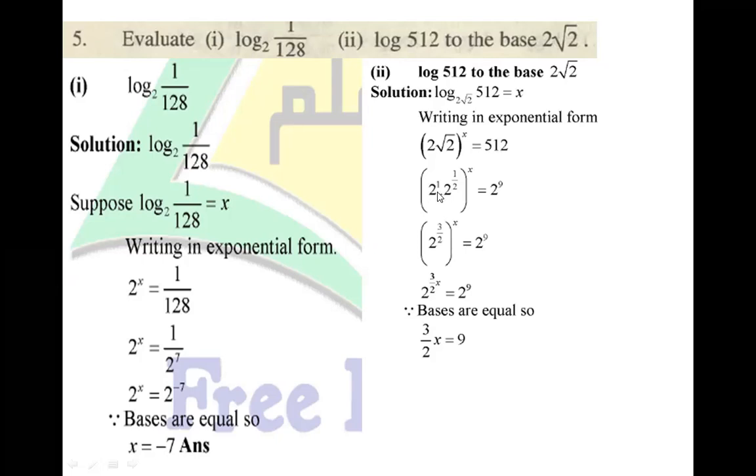Now 2 under root 2, when we will separate them, it will become 2 raised to power 1 into 2 raised to power 1 over 2. When we add these two powers, then it will become 2 raised to power 3 by 2, 1 plus 1 over 2. Now this will become 2 raised to power 3 by 2 x is equals to 2 raised to power 9. The bases are same, so 3 over 2 x will be equals to 9.